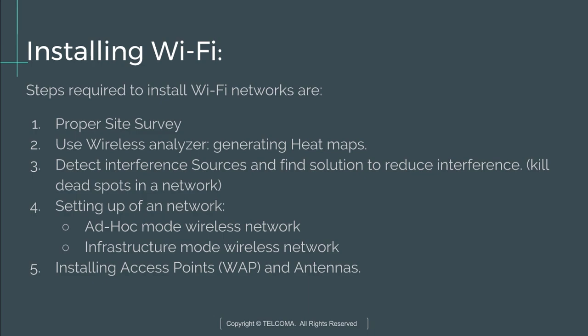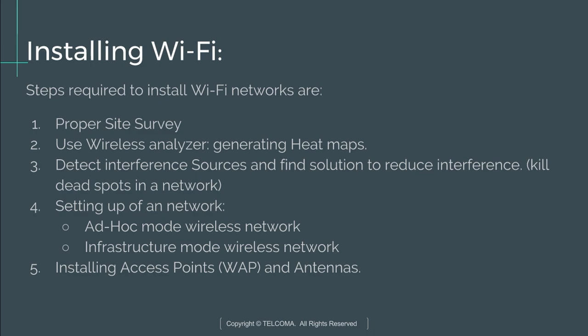Next, after detecting these interference sources, the next step is to set up a network. We will set up a network according to two modes: ad hoc mode and infrastructure mode. In ad hoc mode, every wireless device is connected to each other through end-to-end connectivity. In infrastructure mode, every wireless device is connected to a central point, that is the wireless access point. According to the need, we will set up the network.